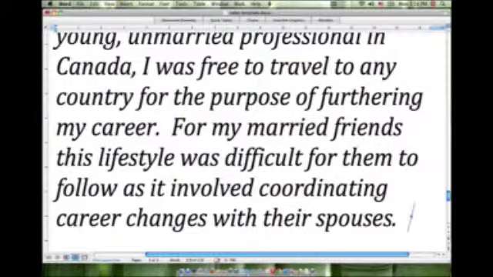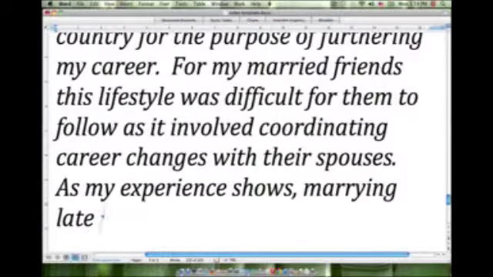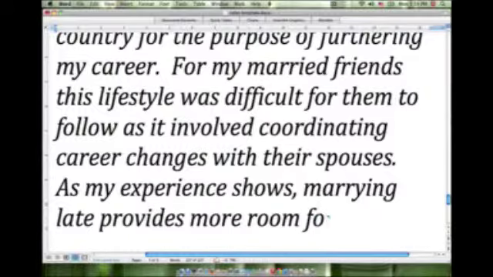Okay, so now I just need to link this back to my thesis. What I've done is I've given an example. I've shown how it was easier for me, as a single person, to pick up and pursue my career in another country than it was for my married friends. So now I'm going to link this back to my thesis and show how this entire paragraph supports the main idea of the essay. So, as my experience shows, marrying late provides more room for career development, we'll say.